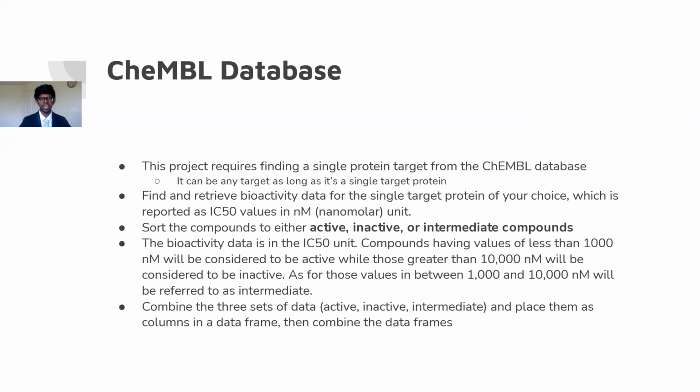So I would have to take all the bioactivity data, all these values from 1,000 to anywhere above 10,000, and then I would have to combine the 3 sets of data of active, inactive, and intermediate and place them as columns inside a data frame, and then combine the data frames.